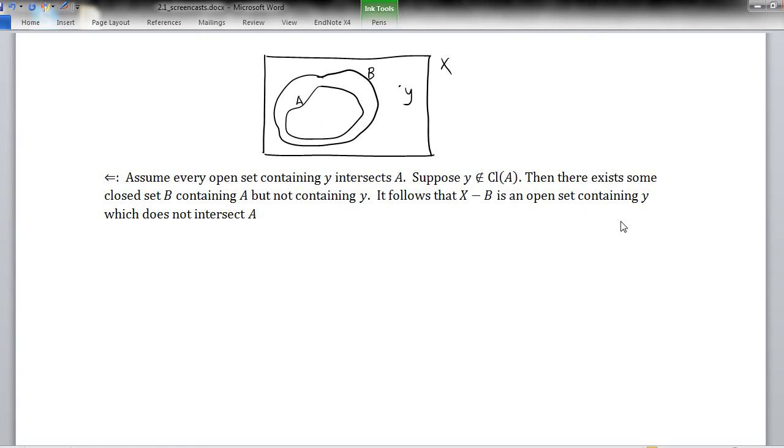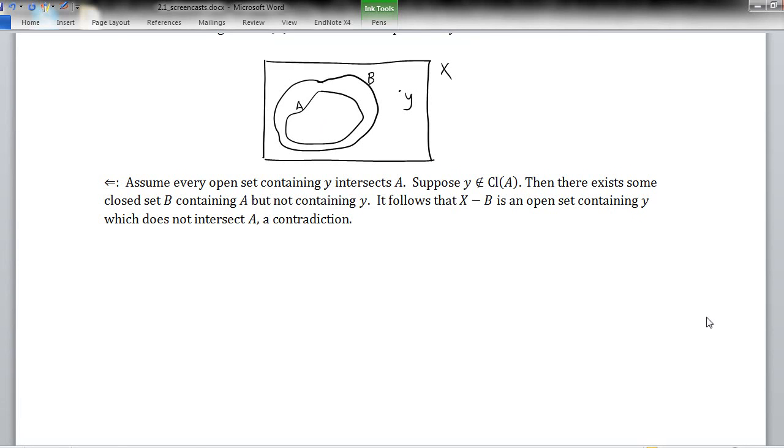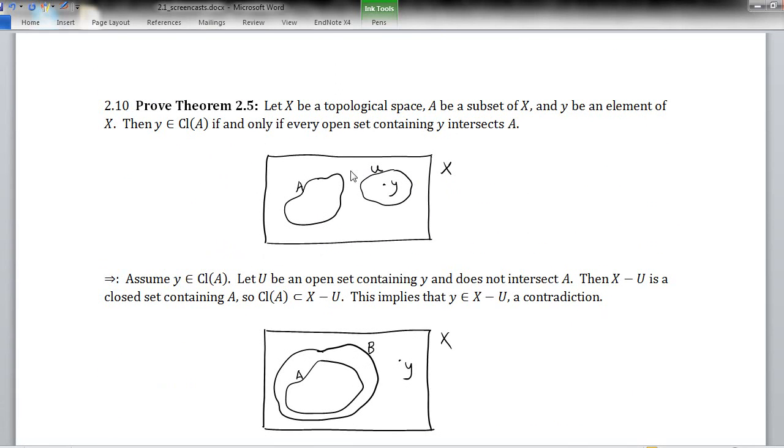Okay, but that's a contradiction, right? Because we just found an open set that contains Y and does not intersect A, and it directly contradicts our assumption up here. That takes care of the backwards direction of the proof, and in both directions we have completed the proof of this if and only if statement.